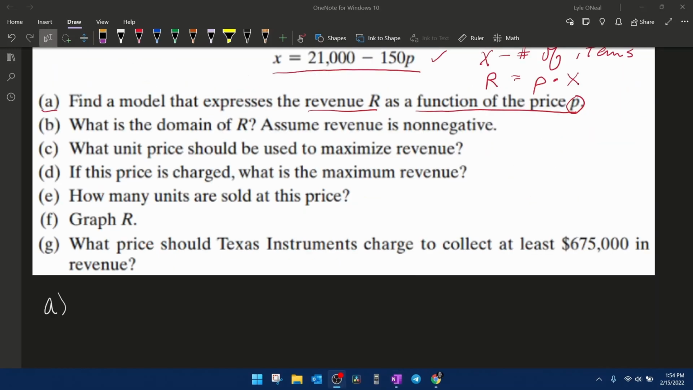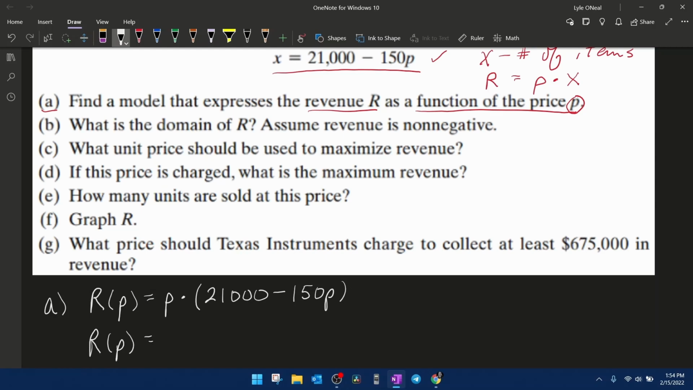Okay, so for the answer for part A, as a function, the revenue in terms of P is going to be P times X, but we can replace X with what they gave me. So we're going to do substitution in order to get this function in terms of P, and then we do need to simplify. So again, the revenue function, if I distribute the P, is going to be 21,000p minus 150p squared. And that's going to do it for part A of this problem.